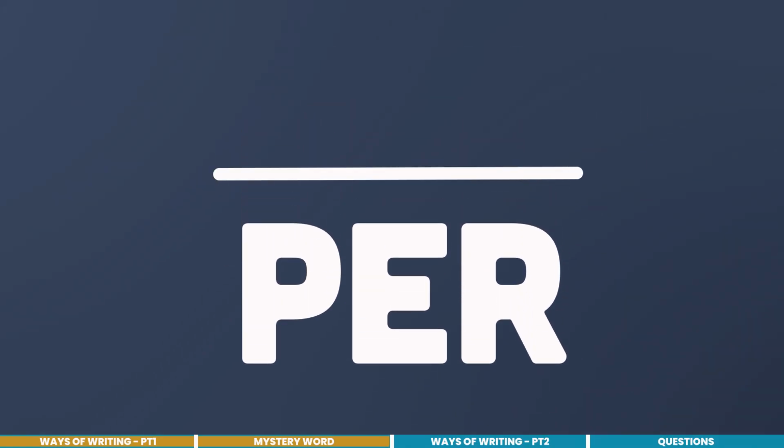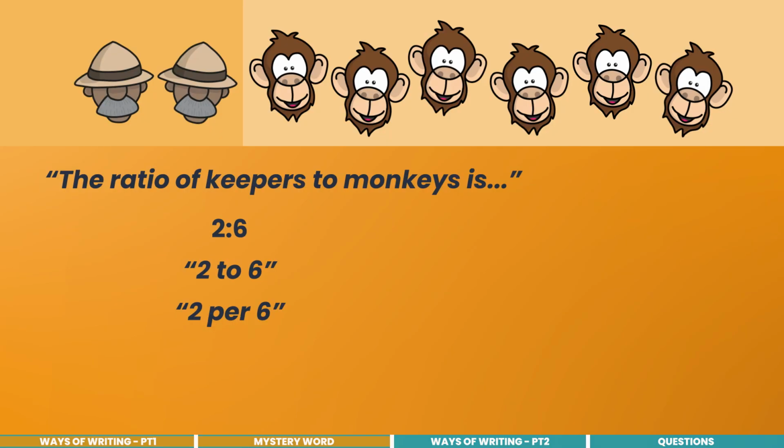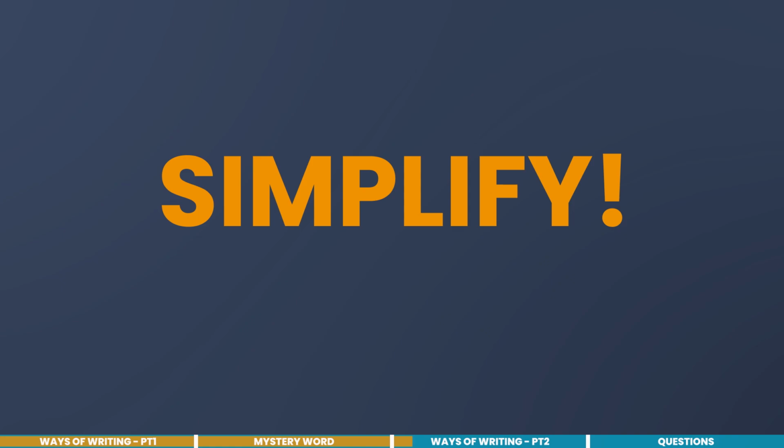So as well as 2 per 6, we can write this as a fraction. 2 keepers per 6 monkeys, and the per monkeys goes on the bottom. Well, that's 4 different ways of writing the ratio. But when you see a fraction like 2/6, what does your inner mathematician say to you? Hopefully just one word. Simplify!